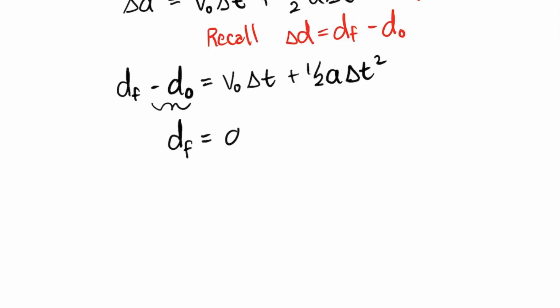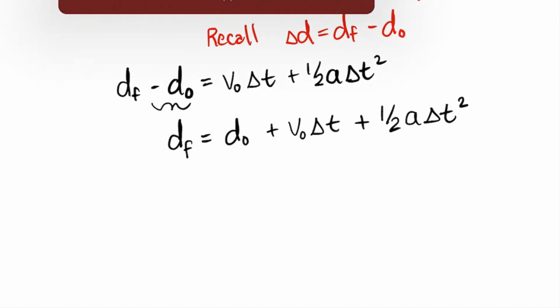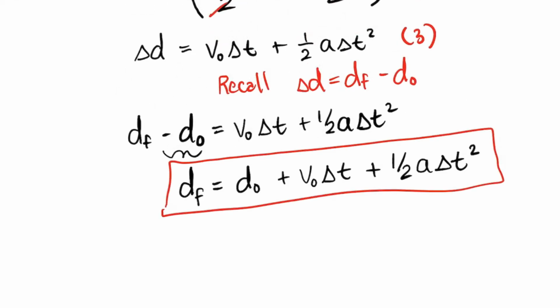D final equals d initial plus v initial delta t plus a half a delta t squared. Wow, that is a much, much more beautiful looking equation. Now, I haven't explained to you why these equations are beautiful and some interpretations of them, so I'm going to give you my interpretations of them and a way to remember them in a later video.